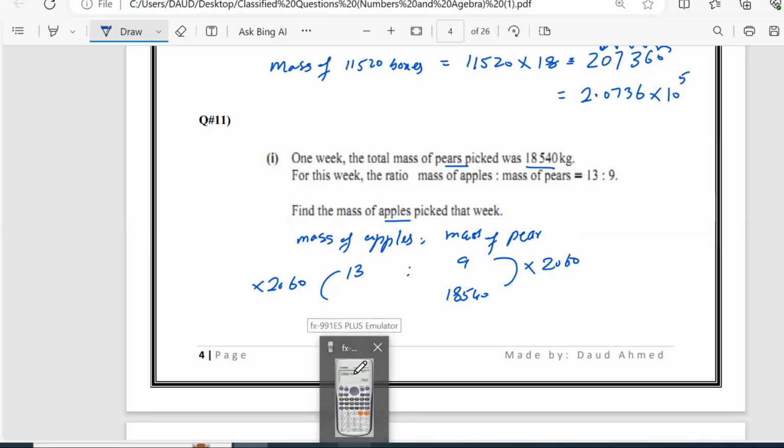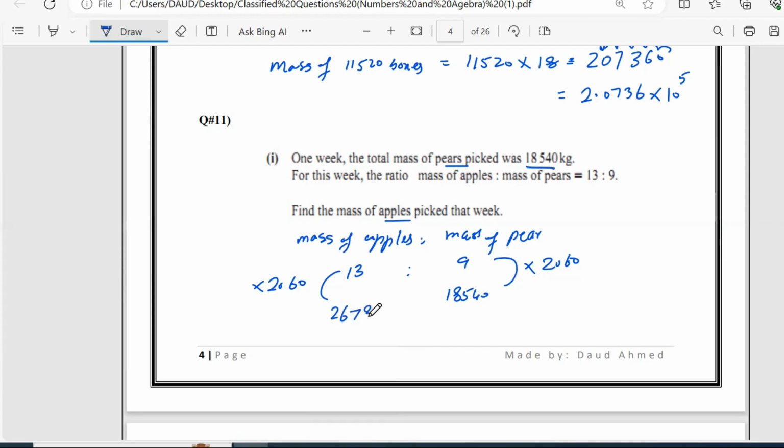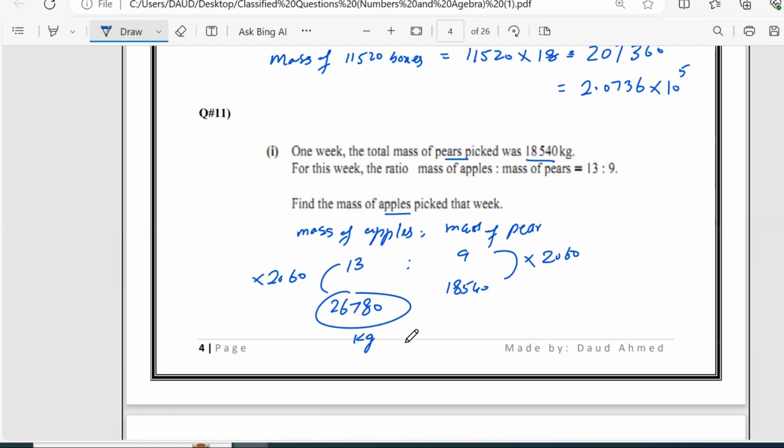So here we can say that 2060 multiplied by 13 gives us 26,780. Remember that this is the weight of apples in kg. That's what they want: find the mass of apples picked in that week.